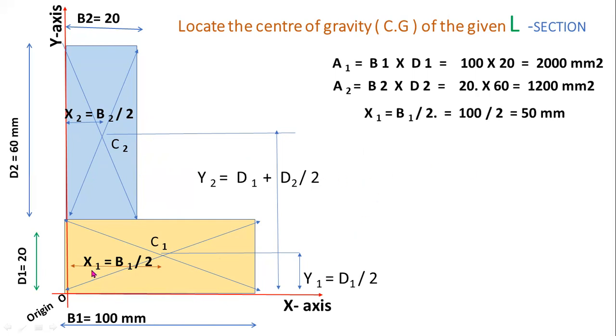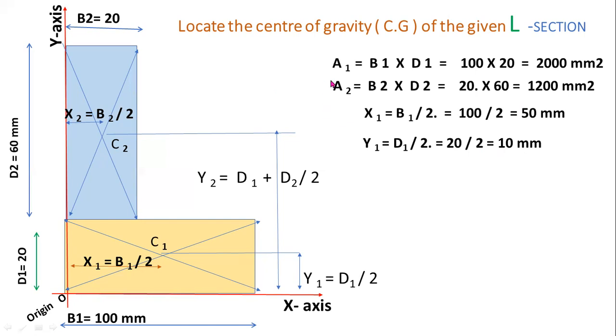Now x1 equal to b1 by 2. Here b1 equal to 100 mm. Okay, so 100 by 2 equal to 50 mm. y1 equal to d1 by 2. Here d1, from here to here, the depth d1 equal to 20 mm. So 20 by 2 equal to 10 mm.